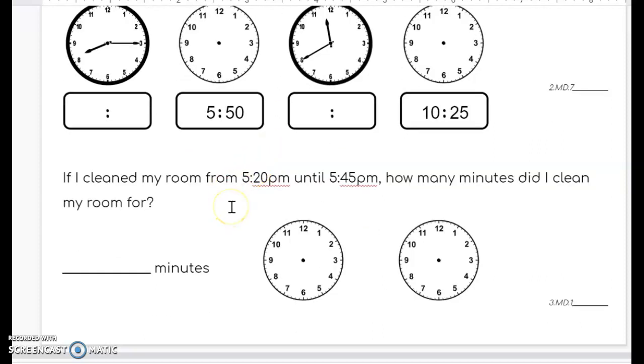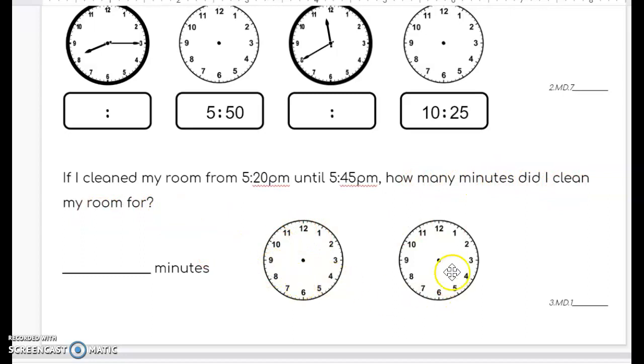My last section is an elapsed time question. You're going to figure out how many minutes between the 2 times. The story problem says, if I cleaned my room from 5:20 p.m. until 5:45 p.m., how many minutes did I clean my room for?